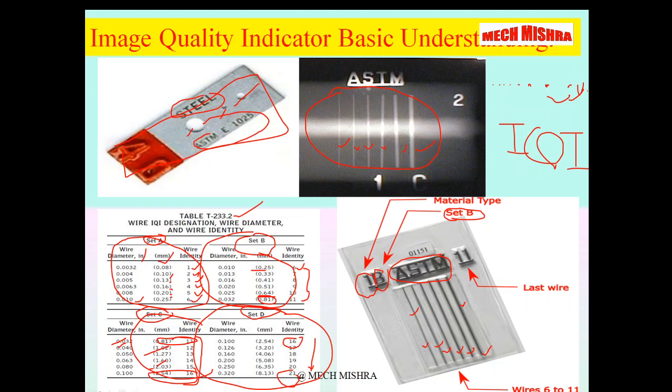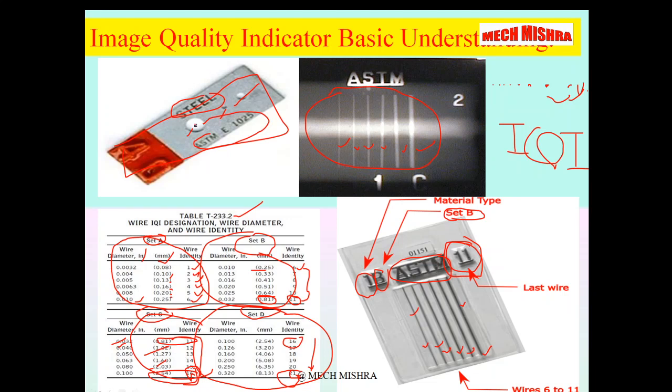So we have seen the number 1 is the material type of that IQI. Number 2 is the set, which we have seen, A, B, C, D. Then next is the last wire identity. Here this is set B and the last wire is 11, so here it is written 11. If it is set D it will be written 21, and if it is set C it will be written as 16. So this is the last wire identity number, and then the number of wires we have already seen. So this is the basic understanding for the image quality indicator of wire type.